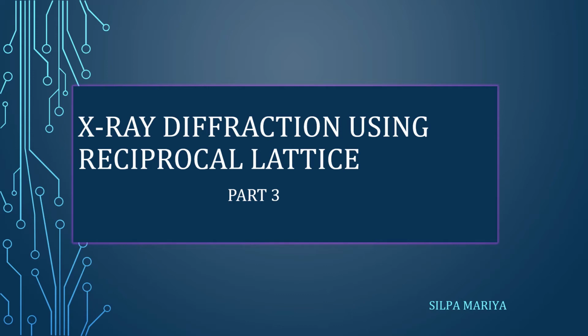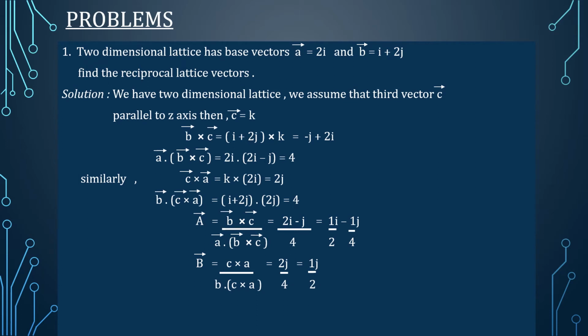So now we are going to discuss some problems related to X-ray diffraction using reciprocal lattice. Two-dimensional lattice has base vectors A equal to 2i cap and B equal to i plus 2j cap. Find the reciprocal lattice vectors.